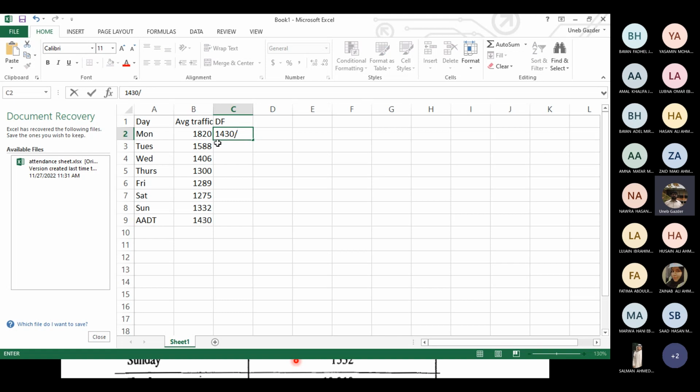Okay, divide by the traffic of the day. But obviously, like I mentioned earlier, we are not talking about one day of the entire year. So instead of taking the traffic of one day, I'll be taking the average traffic of that day. So instead of taking the traffic of any Monday, I'll be taking the average traffic of Monday, which is 1820. So how much is this now?